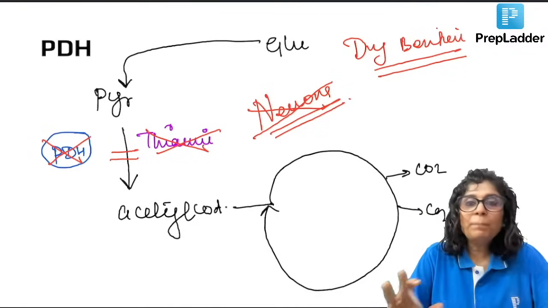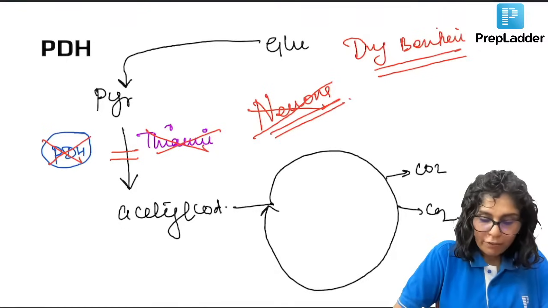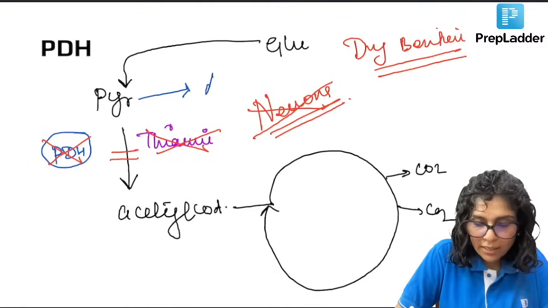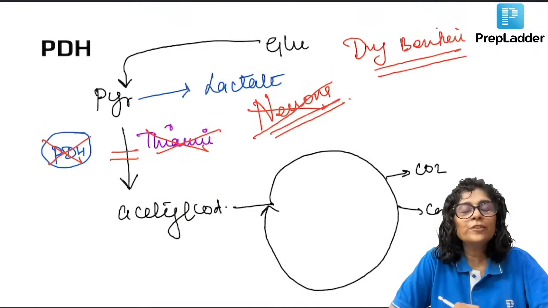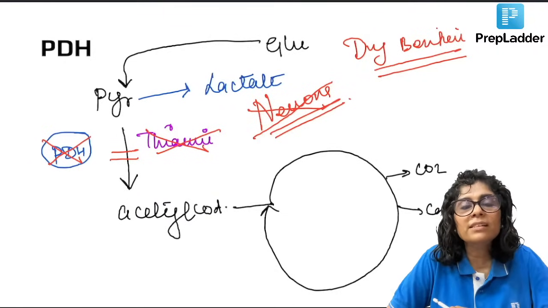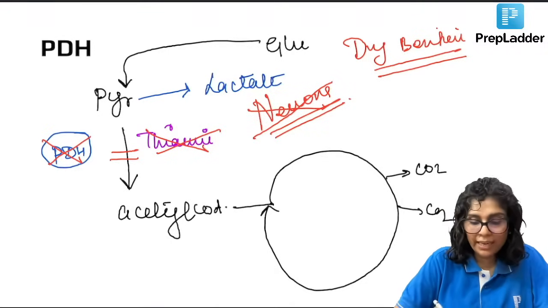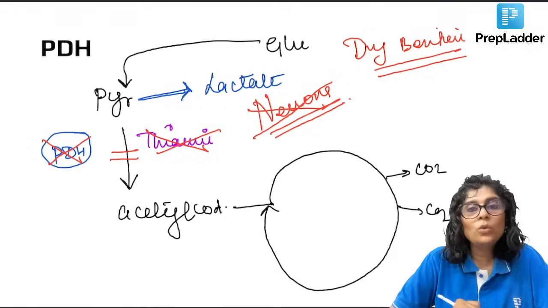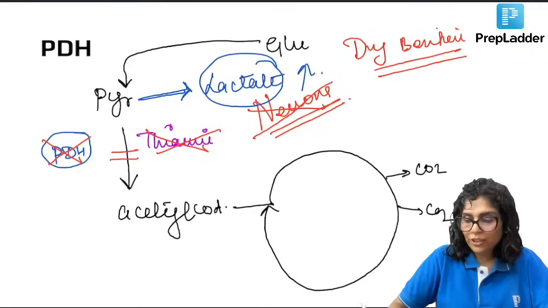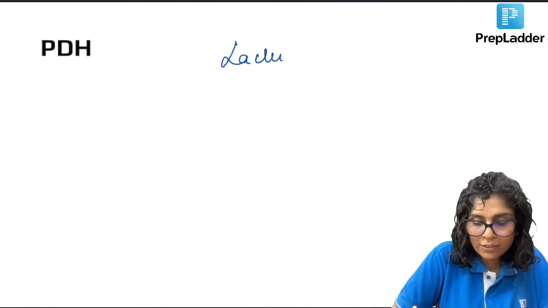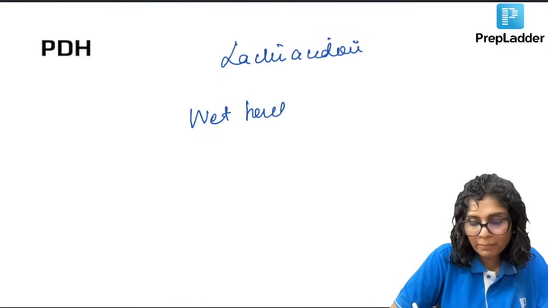Apart from this, I want you to also remember that pyruvate has another fate. If pyruvate is not converted to acetyl-CoA, pyruvate gets converted to lactate. So in thiamine deficiency, when PDH complex is inactive, all pyruvate gets converted to lactate and that causes lactic acidosis. In thiamine deficiency, what do you observe? You observe lactic acidosis. And this lactic acidosis is responsible for wet beriberi.